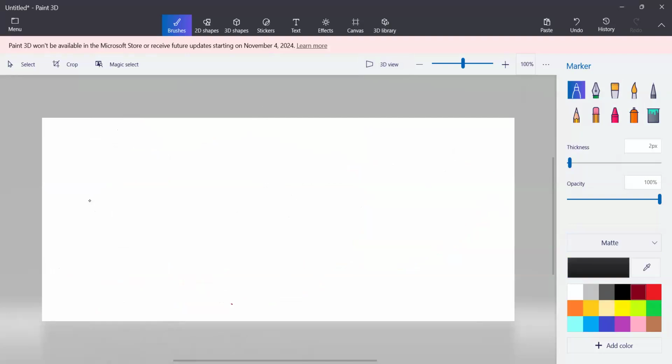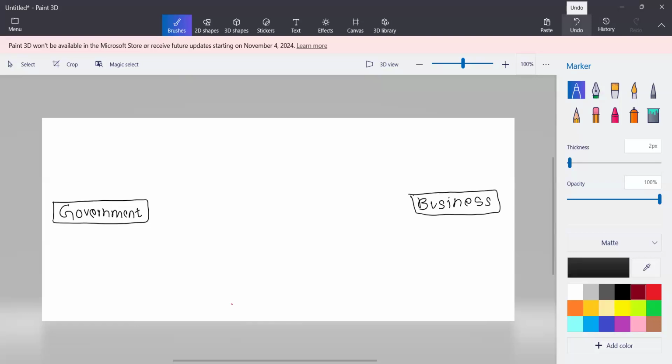One side, you have the government. Now, the mutual relationship between whom are we studying? We are studying the mutual relationship between the government and the business only. Very good. Right. Now, what kind of relationship do both of them have?